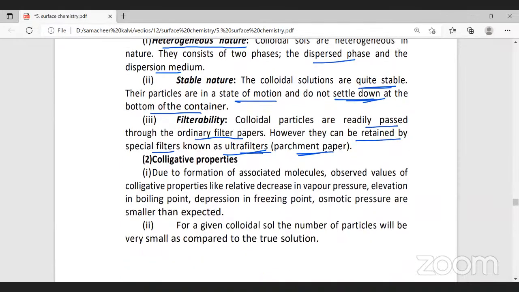Colligative properties: due to the formation of associated molecules, the observed values of colligative properties like relative lowering of vapor pressure, elevation in boiling point, depression in freezing point, and osmotic pressure are smaller than expected. Since colloidal particles undergo association, these colligative properties will always be lesser than expected. For a given colloidal sol, the number of particles will be very small as compared to that of a true solution.